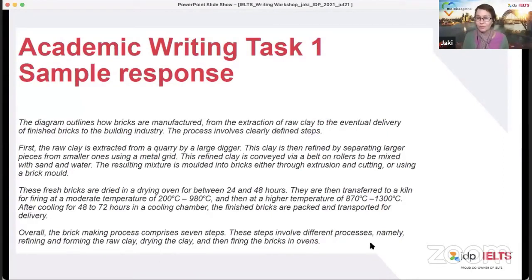Confused about the tense when you do the process? Okay, so in the process, usually it's just present tense, because we're describing facts. See, is extracted, is refined, is molded. Now it's not usually in past tense, it's usually present. Okay, so that's the process.